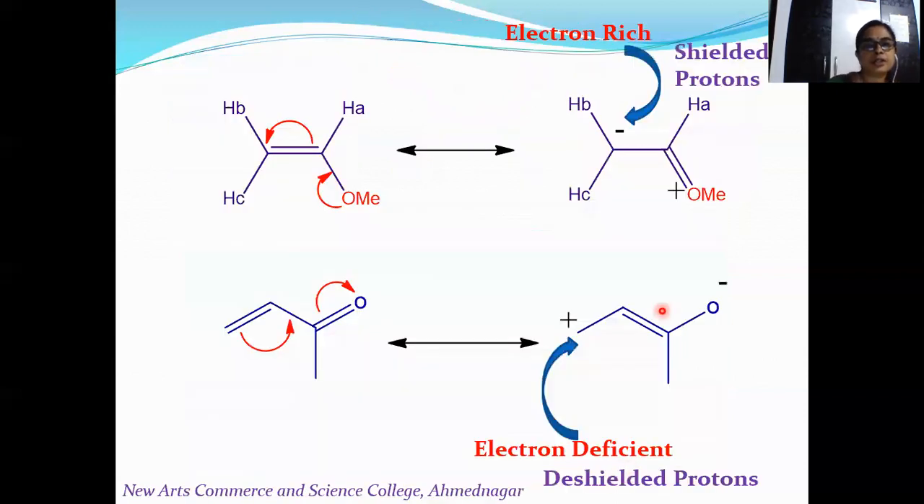Look at this structure. When methoxy is having the resonance effect, the beta carbon atom gets a negative charge, meaning it is electron rich.